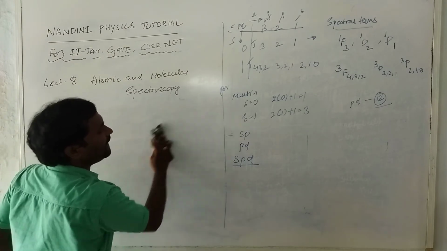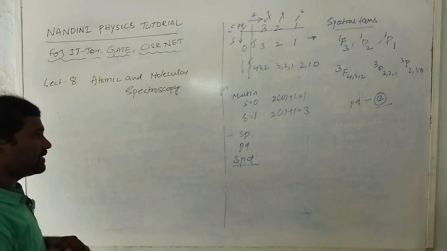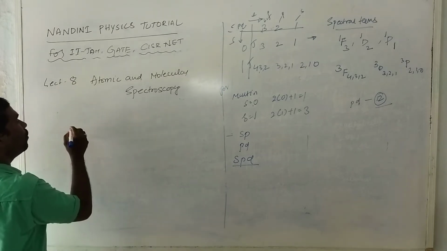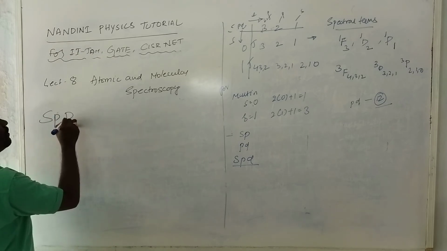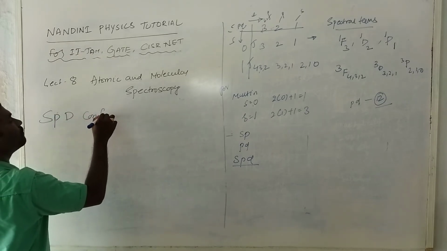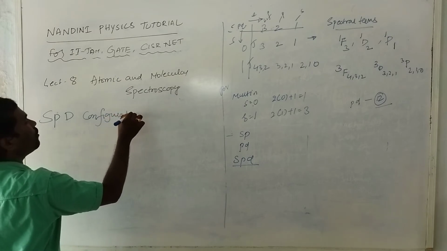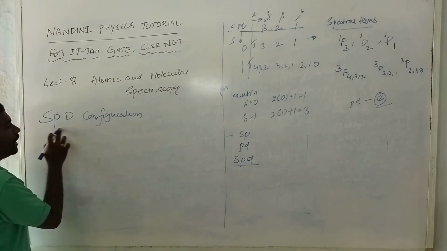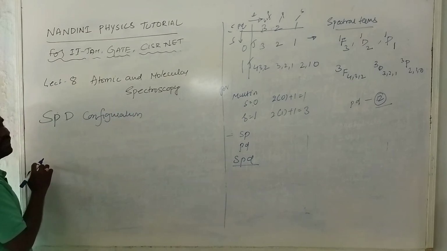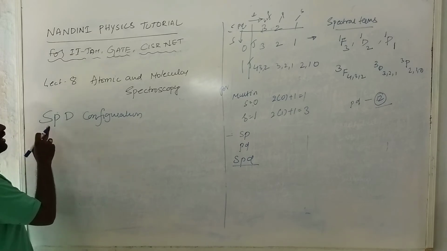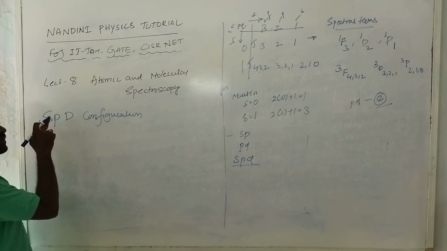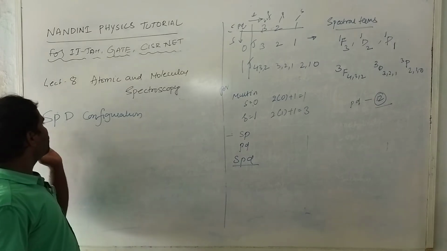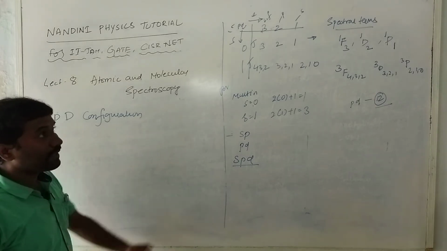So come to the case of SPD configuration. In this configuration, this is also a non-equivalent electronic state. So I want to find out the non-equivalent electron spectrum. S is a different state, P is a different state, D is a different state. So I am using three different states to find out spectral terms.